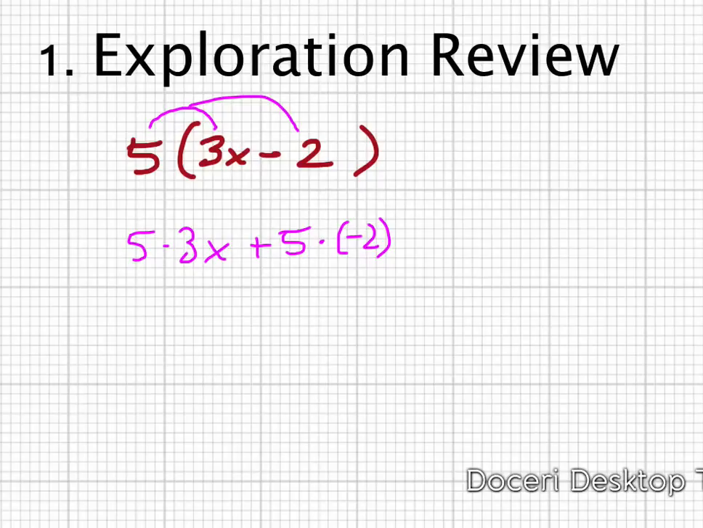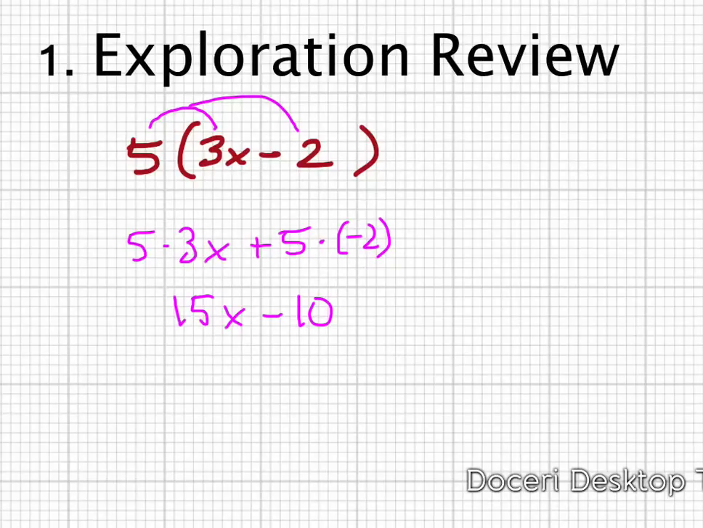And we're going to put addition between them because I have the subtraction above. So this would be, and because 5 is positive, so that's why it's a plus 5 times a negative 2, not a minus 5 times a negative 2. It's because 5 is positive. So then 5 times 3x gives me 15x, and 5 times negative 2 is negative 10, so this is just going to be minus 10. So that's how you multiply a monomial and a binomial together.